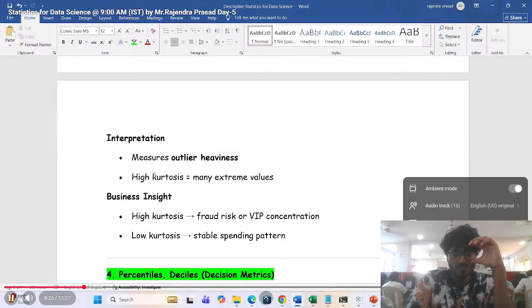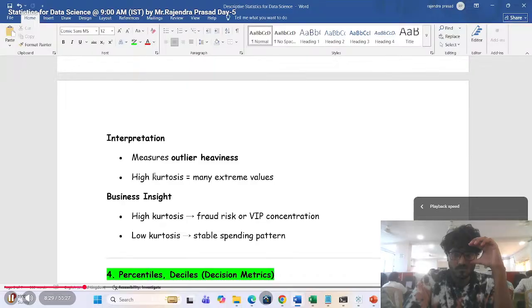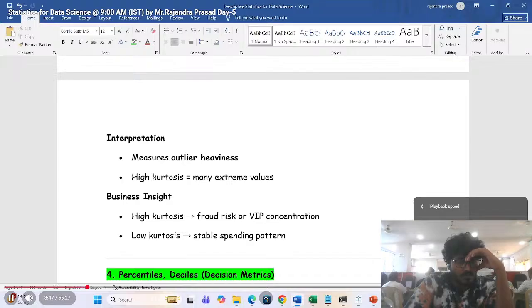Whenever you have a high kurtosis, it means you have a peakedness, meaning the highest point or the maximum value is very large. In that case also, you can identify that we are going to have some outliers. But generally, what we use are IQR, Z-score, or box plot.